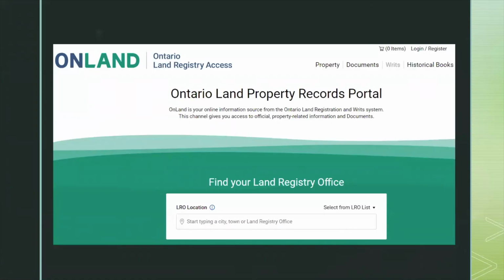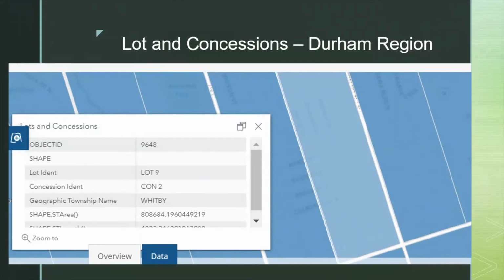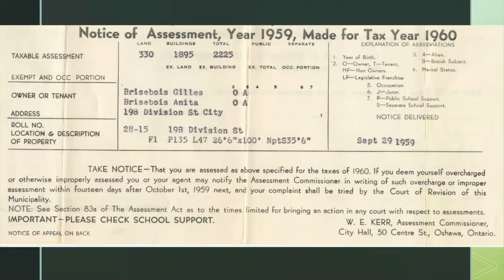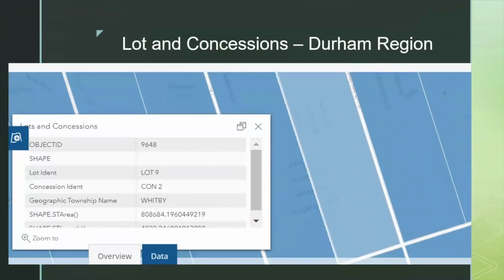Now I mentioned OnLand. This is the Ontario Land Property Records Portal. And I will mention actually before I move on to this slide, with my grandfather's property, it did say that he was Plan 135, Lot 47, but the original lot and concession was Concession 2, Lot 9. So it's important to have both pieces of information. If you're living in a rural property, it's always going to be organized by lot and concession. But if you're living in a city, as this house is, it will also have a plan number. So that's important to keep in mind.